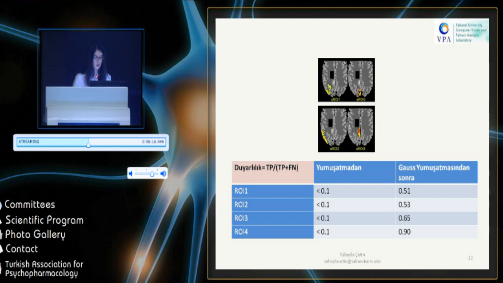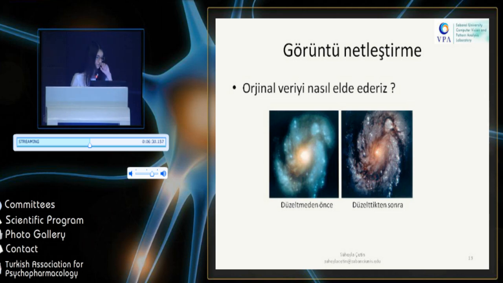Before the smoothing, these are the sensitivity values, less than 10%, and after the Gauss smoothing, these values increased for all the areas involved, and increased in a substantial manner at that.